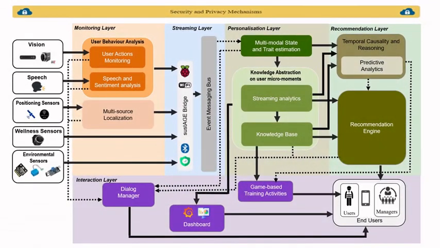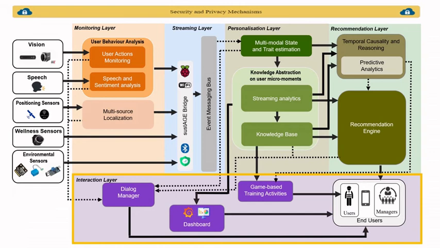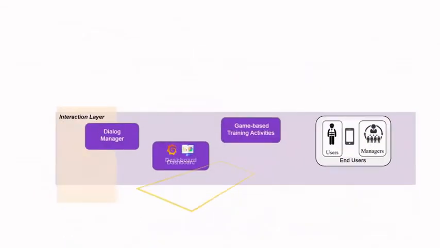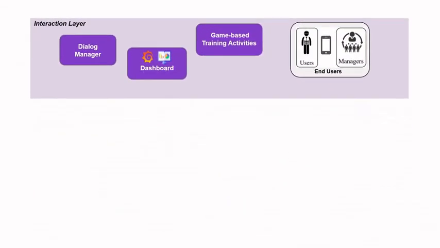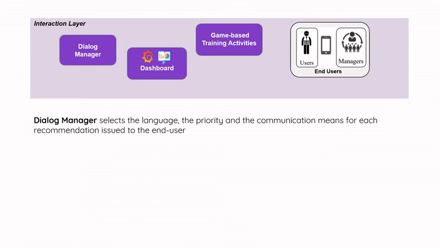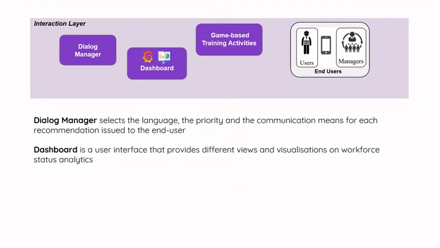At the last level, the interaction layer includes the interfacing components of the sustAGE platform, which deliver the output of all previous layers to users. The dialogue manager selects the language, the priority, and the communication means for each recommendation issued to an end user. The sustAGE dashboard is a user interface that provides different views and visualizations on workforce status analytics.